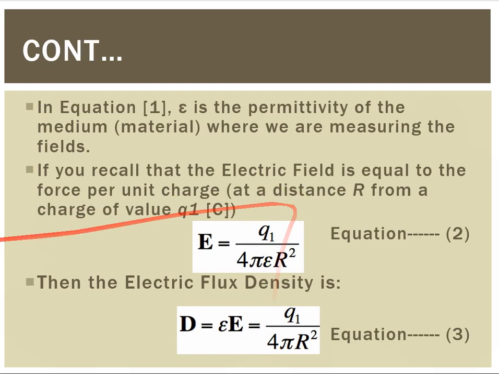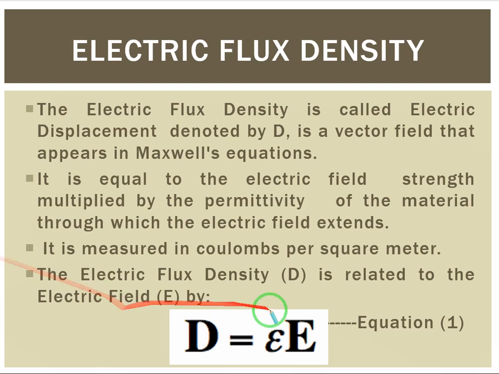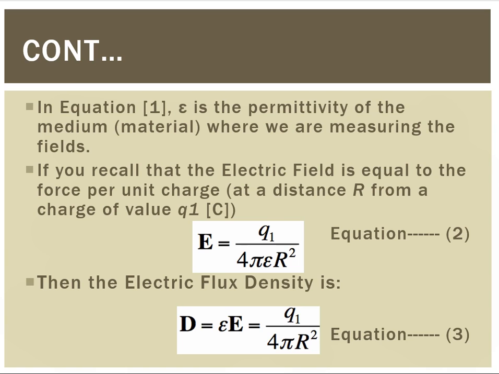According to equation 1, we have a formula for the electric field: the electric field intensity is equal to Q1 divided by 4 pi epsilon r square. Because we are talking about a material, we use epsilon. We put this into equation 1 for the electric flux density. The epsilon cancels out, so the electric flux density is equal to Q1 divided by 4 pi r square.